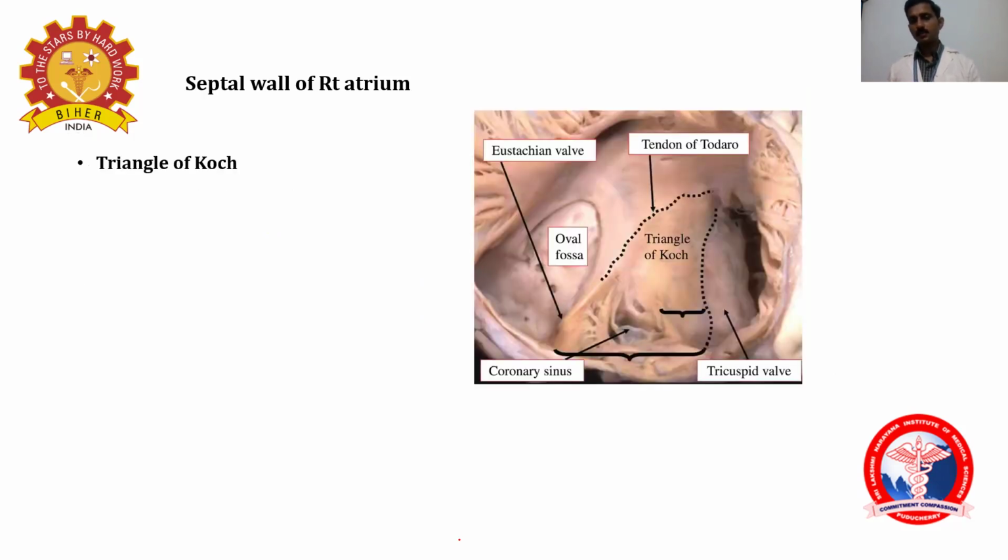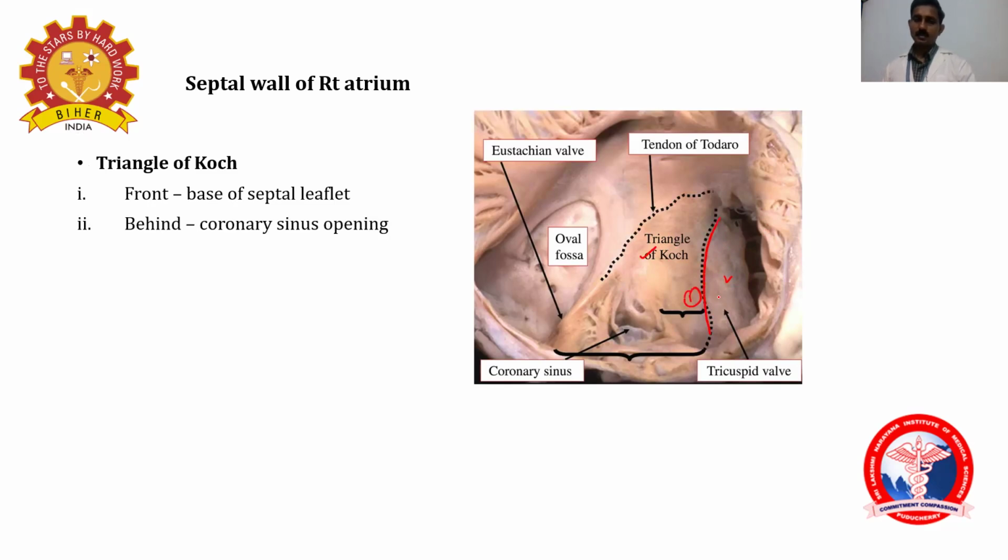Now the next structure we are going to see is the triangle of Koch. This is slightly an expanded part, but it's a very small triangle. So this triangle is called the triangle of Koch, or the Koch triangle. Now the front is formed by the base of the septal leaflet. This is the tricuspid valve leaflet, and this is called the septal leaflet of the tricuspid valve. Now this is the base of the triangle of Koch. That is the first margin. What is the next margin?